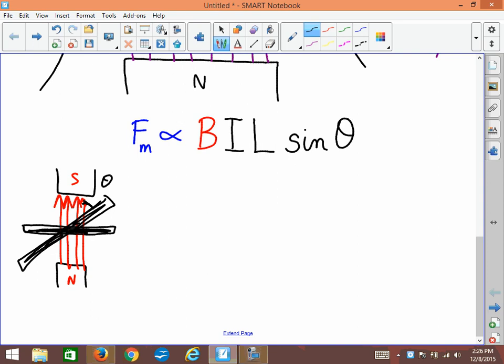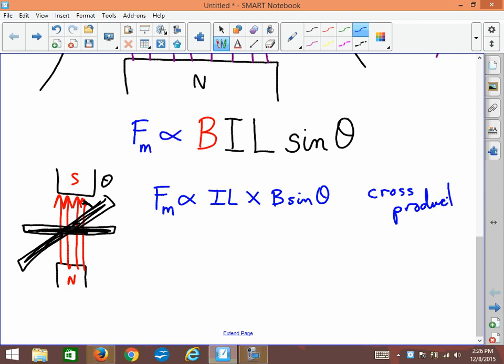Now, what I'm going to do is rewrite this in a different order. This is the way the textbooks like to write it, but technically, this is what it is. It's I times L, and then multiplied in a special way times B sine theta. And that special way is called the cross product. It's a special way of multiplying vectors, and you'll learn more about this when you get into the details of vectors. You'll learn more about this later, but I can give you a heads up.